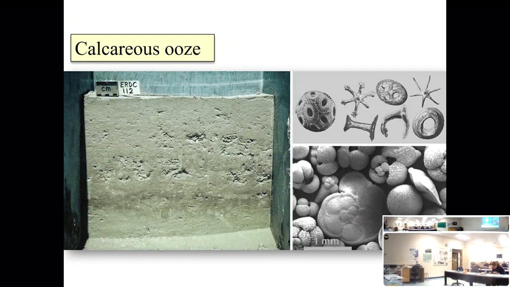Yeah. All right, now we got all that straight in your mind, we gotta talk about the calcite compensation depth, CCD. The calcite compensation depth.